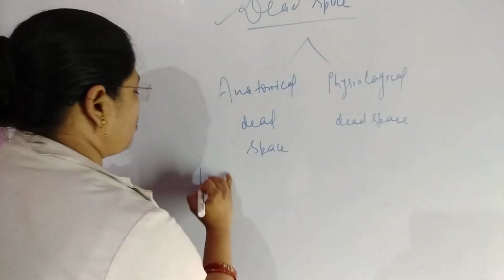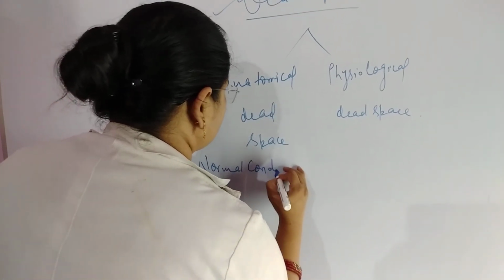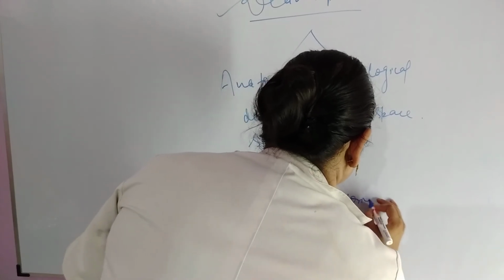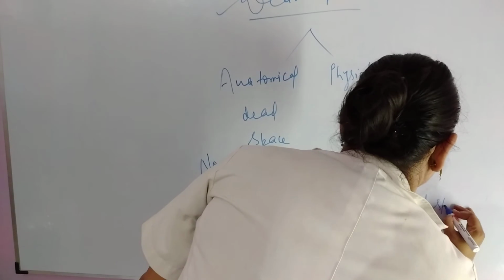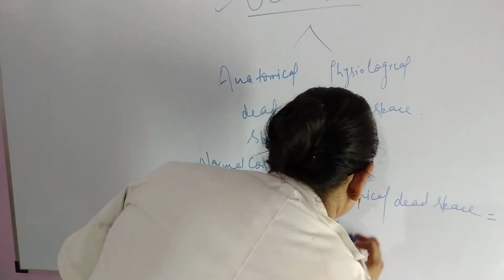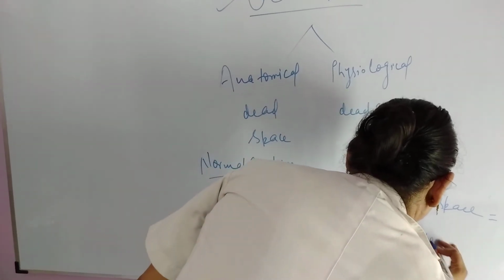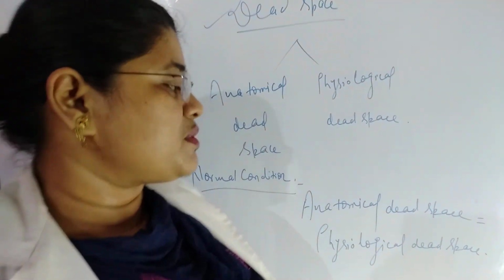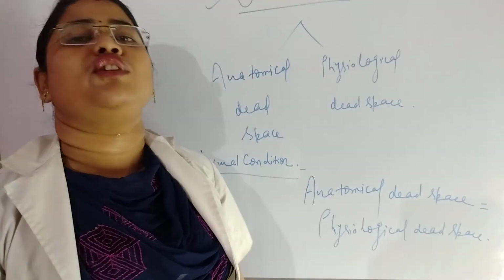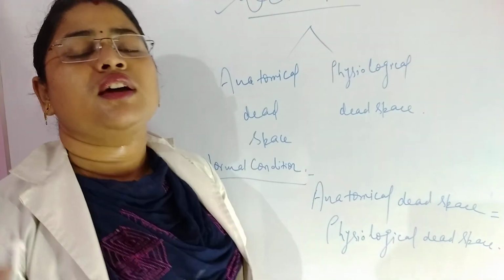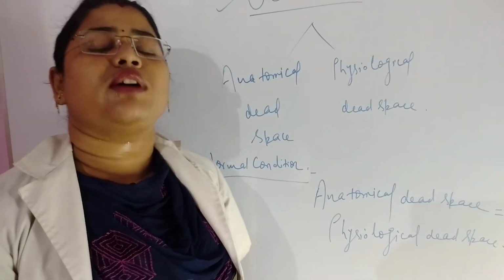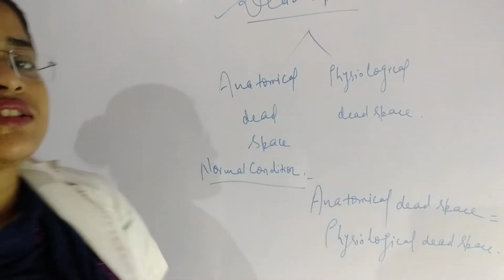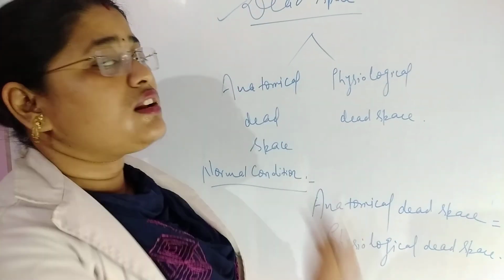So in normal condition, anatomical dead space is equal to physiological dead space. But in pathological condition, anatomical dead space is not equal to physiological dead space. Two additional volumes are added, that is the volume of those alveoli which cannot receive adequate blood supply, or the volume of those alveoli where gaseous exchange cannot take place. So you can decide whether the condition is physiological or pathological by understanding dead space.